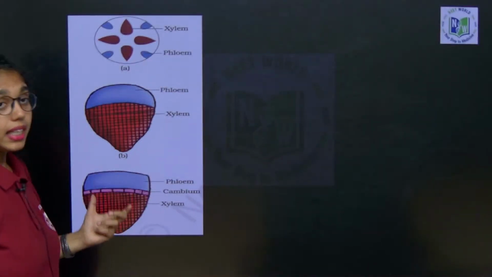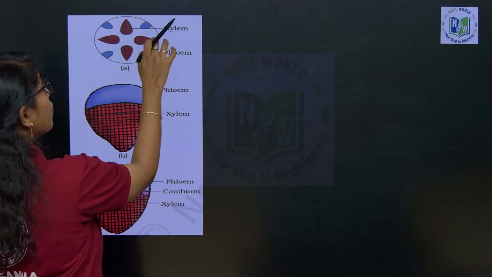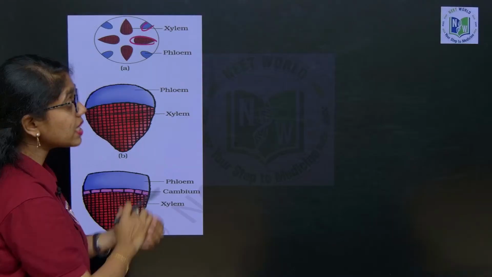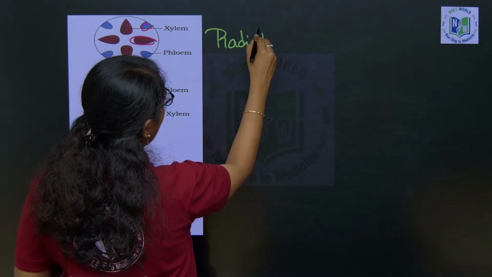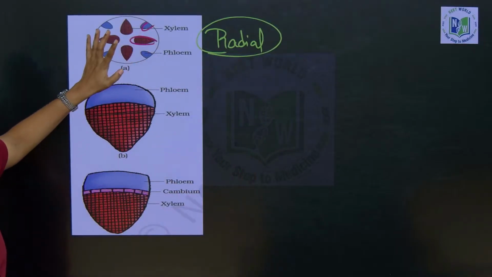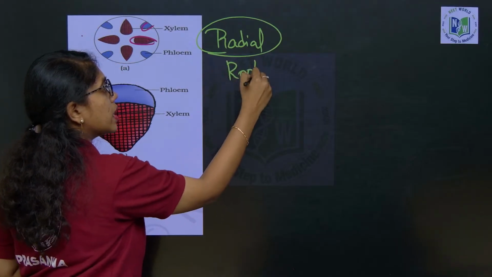Here you can see the arrangement of vascular bundles. It is radial, where xylem and phloem are not arranged in the same radius. This is called the radial arrangement of xylem and phloem. This you will see in roots.